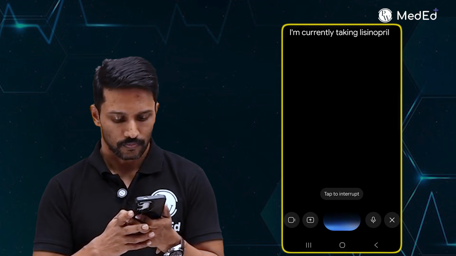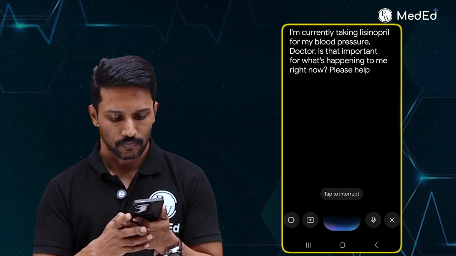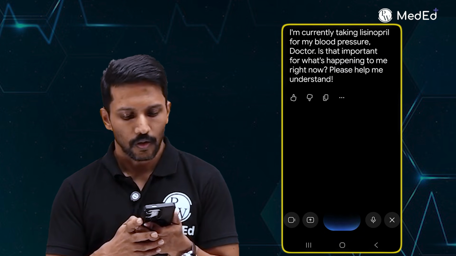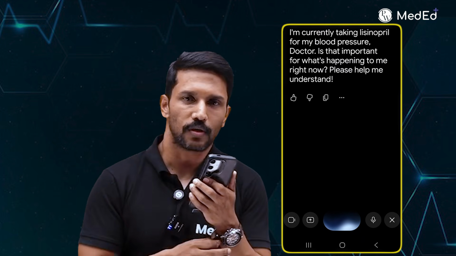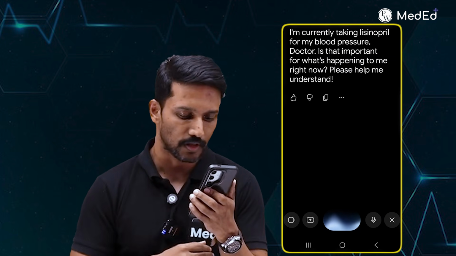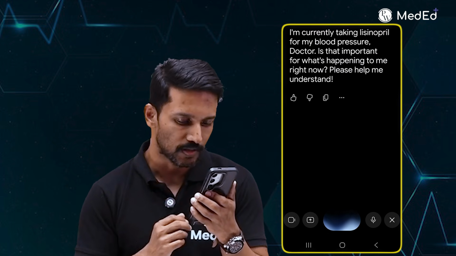I'm currently taking lisinopril for my blood pressure, doctor. Is that important for what's happening to me right now? Please help me understand. Okay, looking at your complaints, there's a possibility of an acute coronary syndrome. So I need to go ahead with investigations. So shall we proceed with the ECG and also certain blood tests?